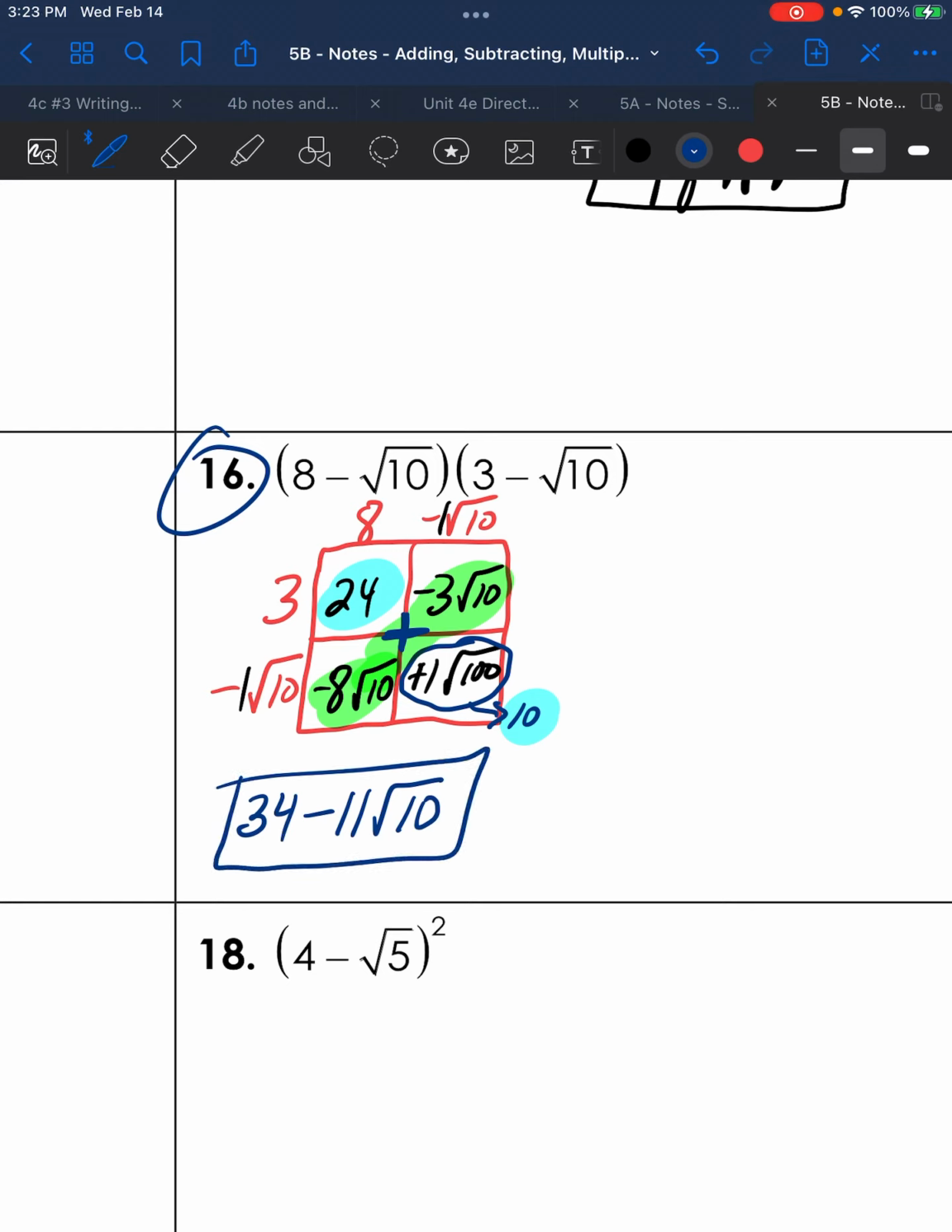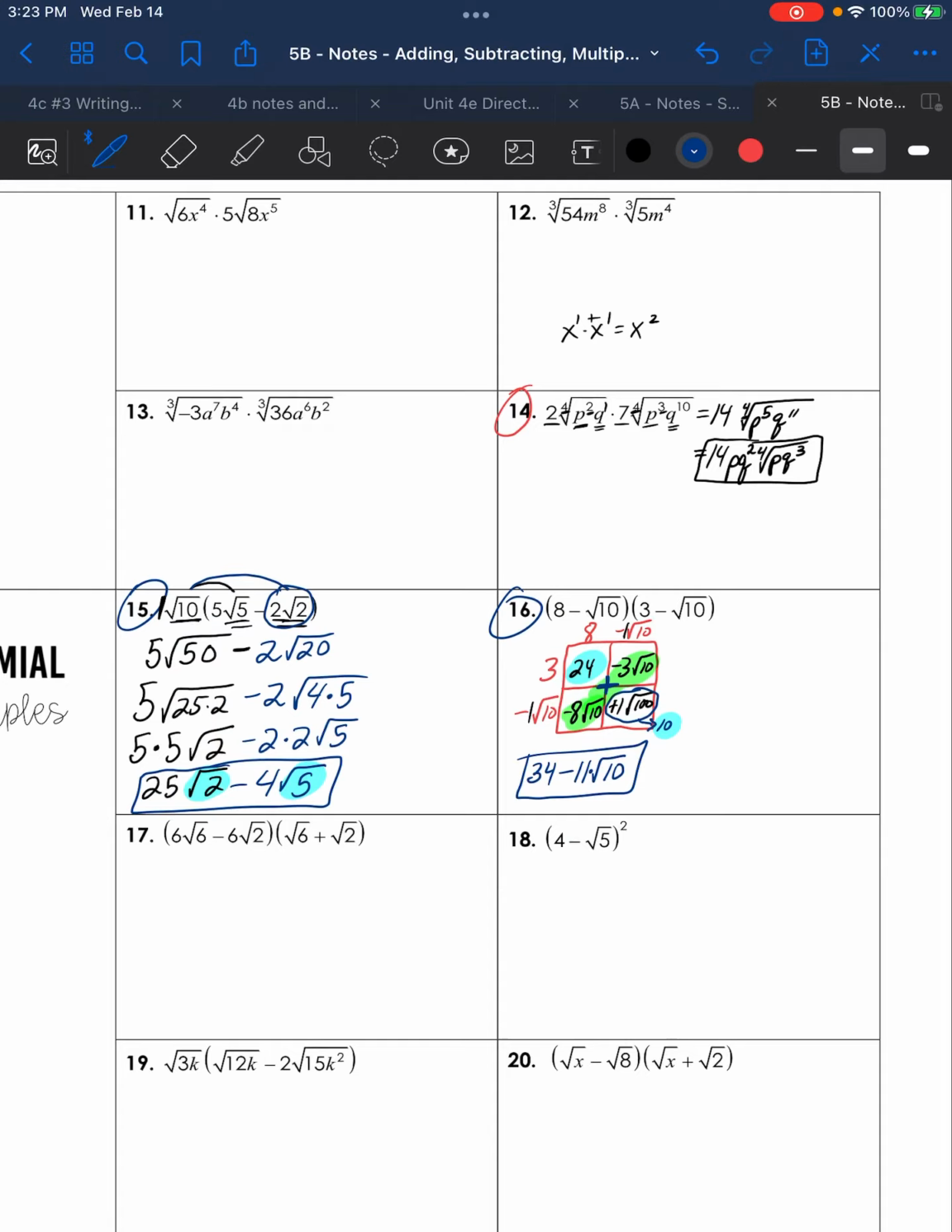And we cannot do 34 minus 11 because we have to do multiplication before subtraction, and we're not actually doing the square root of 10 to multiply by 11, so that's as far as we're going to go.